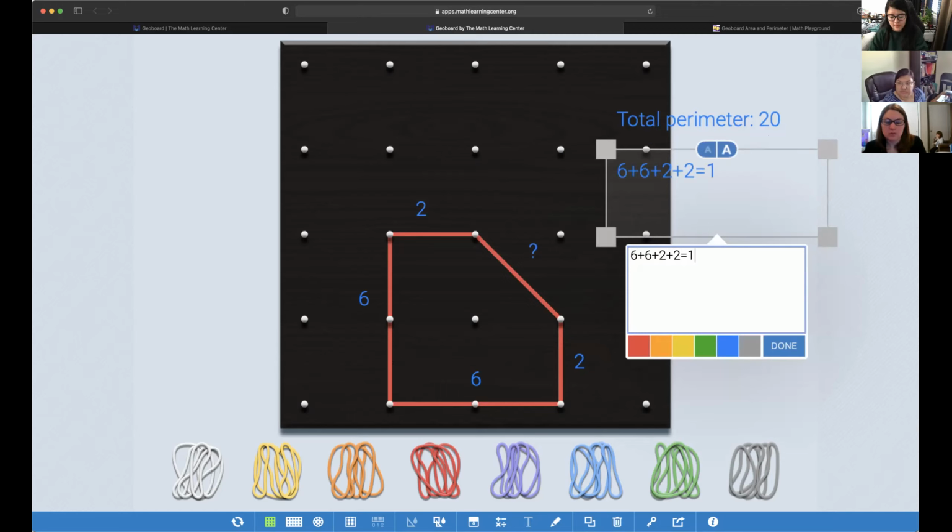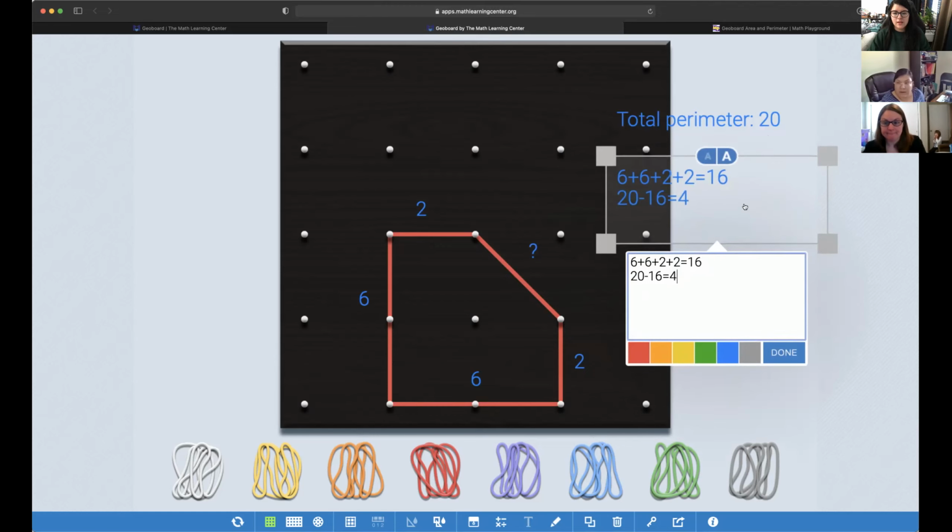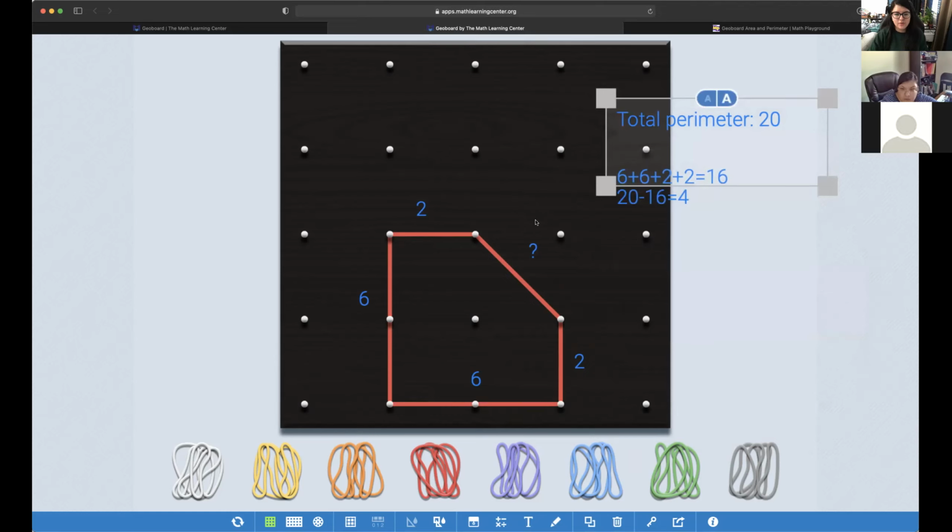16. Awesome. So now we would subtract that from the total. Oops. So what would be the missing side length here? 4. 4. 4. Awesome. So that's one way you can do it. You'll add up all the sides and then subtract that from the total perimeter, and that will give you this missing side length here.